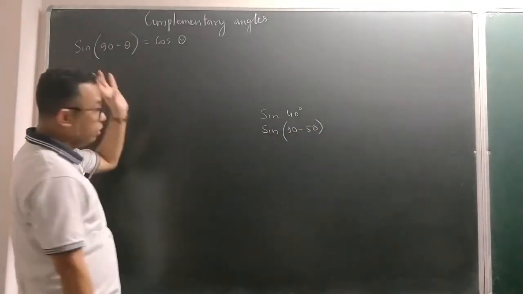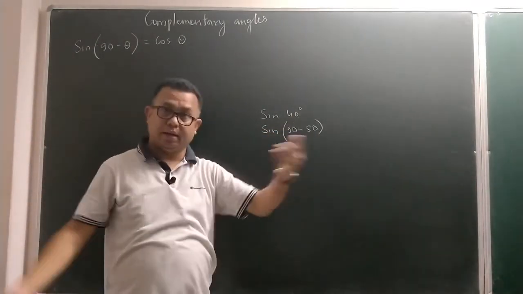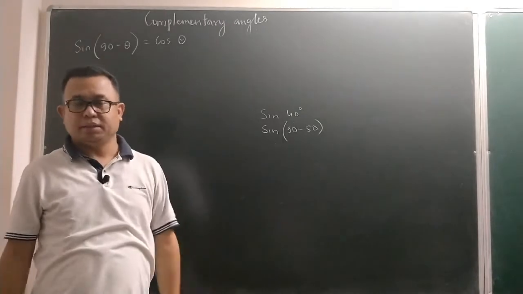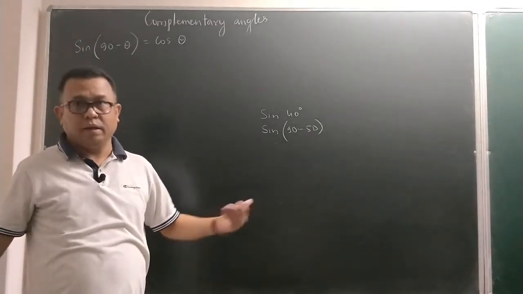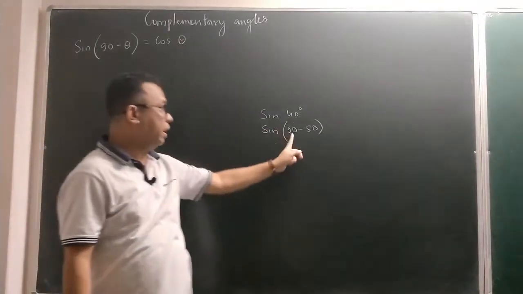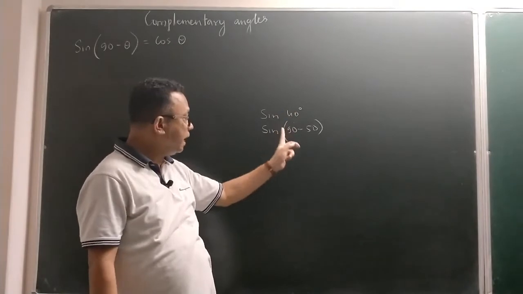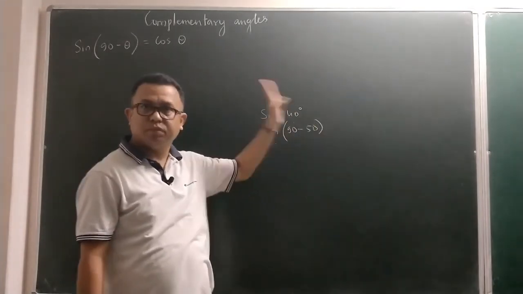So every time whenever you are solving a question, whatever angle is given to you, convert it in the form of 90. Now you may say, sir, 40 I can write 50 minus 10 also. I can write 60 minus 20 also. I can write anything you like. But since we are talking here about complementary angle, you have to write always in the form of 90. So this sine 40 can be written as sine 90 minus 50. 90 minus 50 is 40.